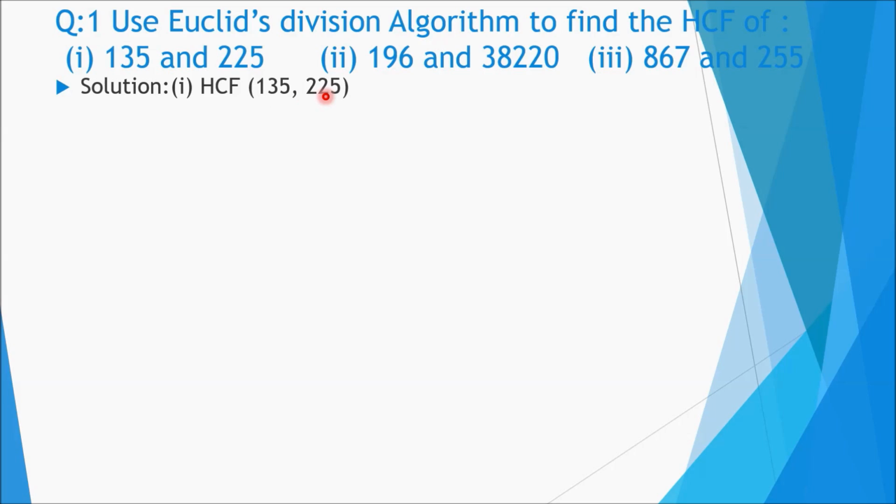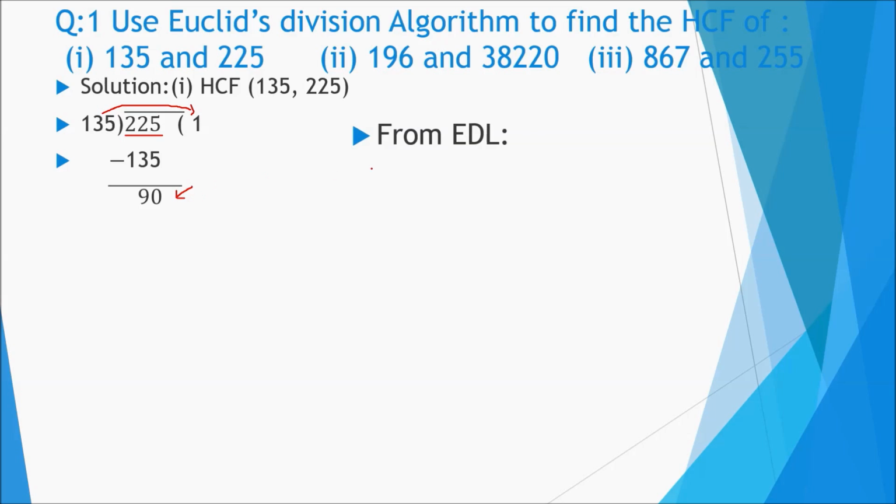So in first step, we will divide this 225 with 135. So as we know, 135 ones are 135. We get 90 as remainder. And now we will apply EDL here. And as you know, EDL says that this 225 is equal to 135 multiplied by 1 plus 90. So from EDL, this 225 is equal to 135 multiplied by 1 plus 90.